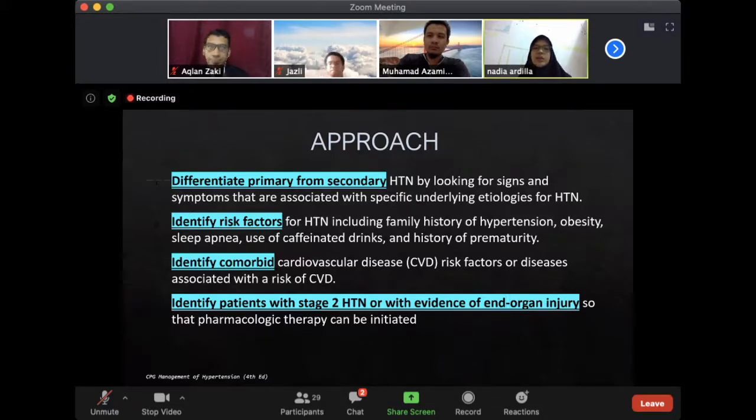Then we identify the comorbidities, whether they have developed any cardiovascular disease risk factor or disease associated with risk of cardiovascular disease. Because as I said just now, 1/3 of death is due to cardiovascular disease. And then if the patient has stage 2 hypertension, we identify whether there is any evidence of end organ injury so that we can initiate treatment to manage the end organ injury to save the patient.